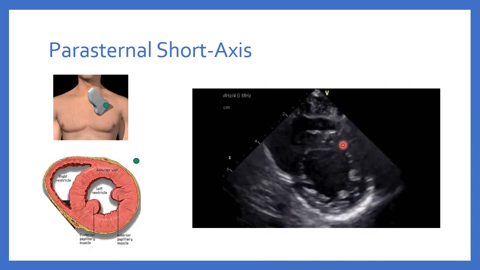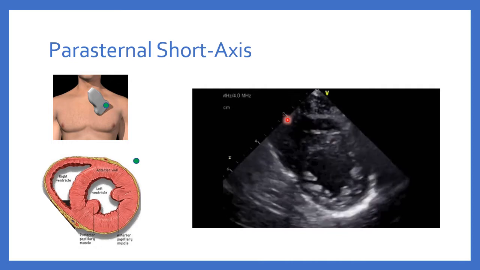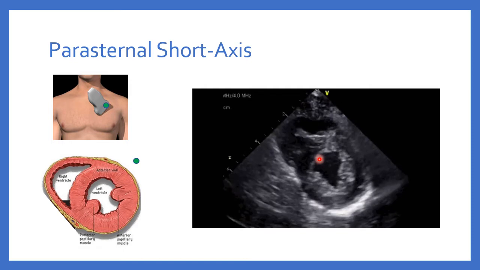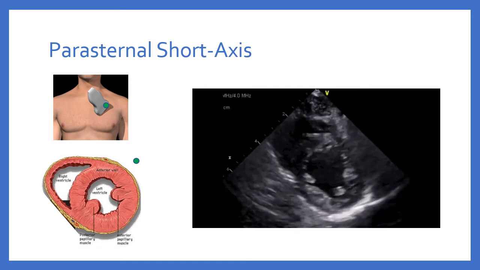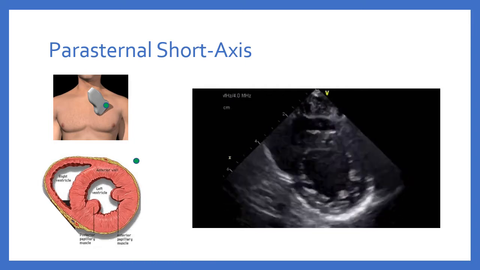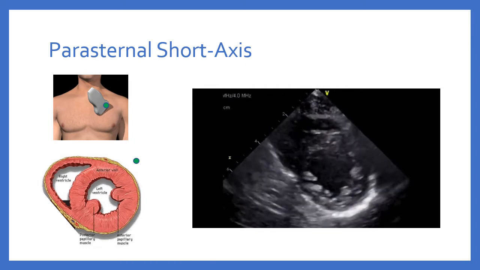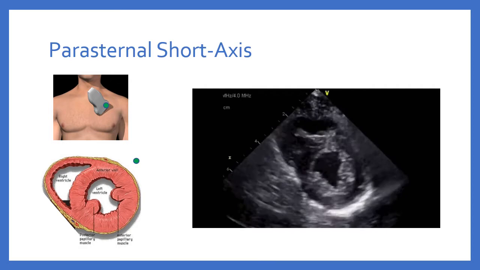Here is our interventricular septum, and our right ventricle is more anterior, closer to the probe. And from this view, we get a great view of the left ventricle and left ventricular function. We're also able to see the right ventricle and compare the size of the right ventricle to the left ventricle, although it may be difficult to get a great view of the function of the right ventricle because it's so close to the probe and it's harder to see the ventricular walls.